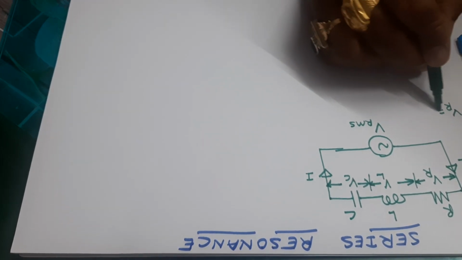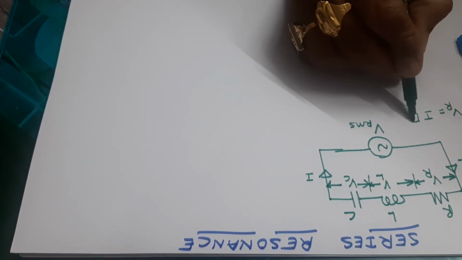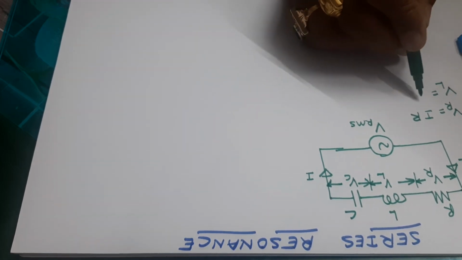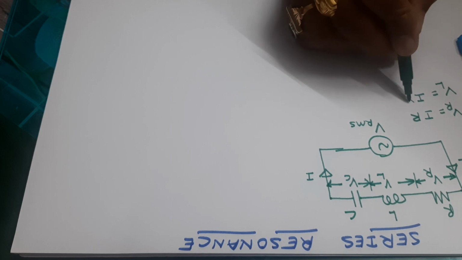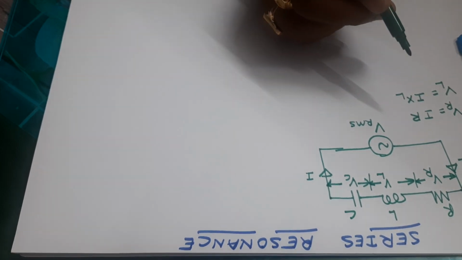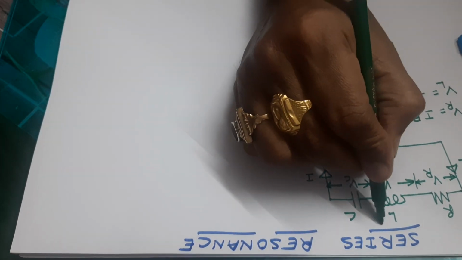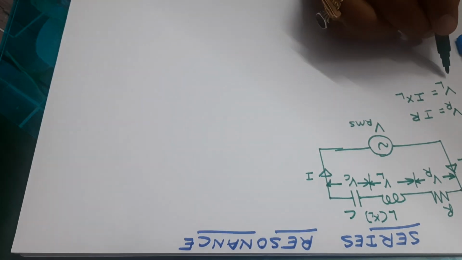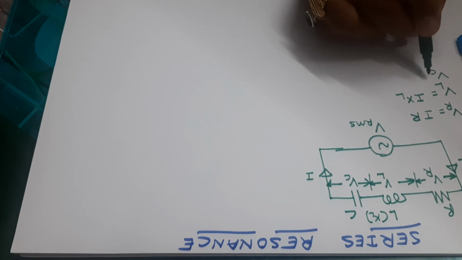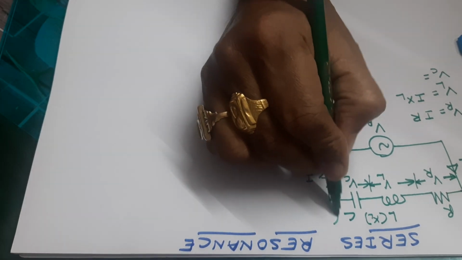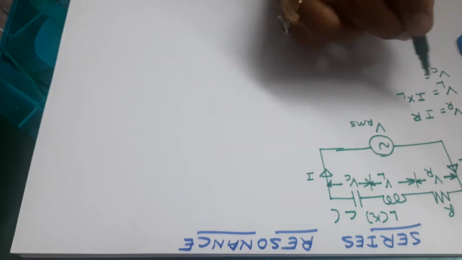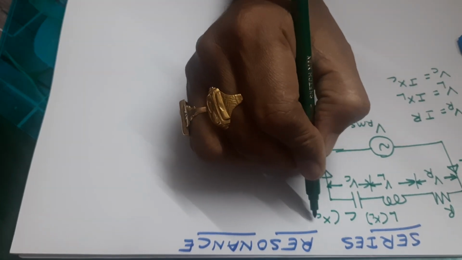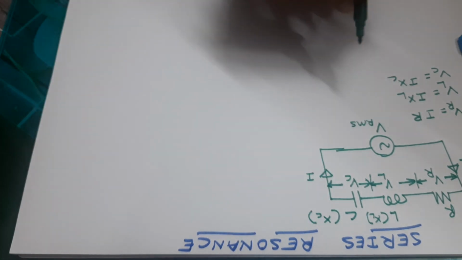The value of VR is the product of current and resistance. The value of VL is the product of current and its ohmic value XL, where XL is the ohmic value of inductance having L henries. Similarly, the voltage drop across capacitance having C farads is given by I XC, where XC is the ohmic value of capacitance.